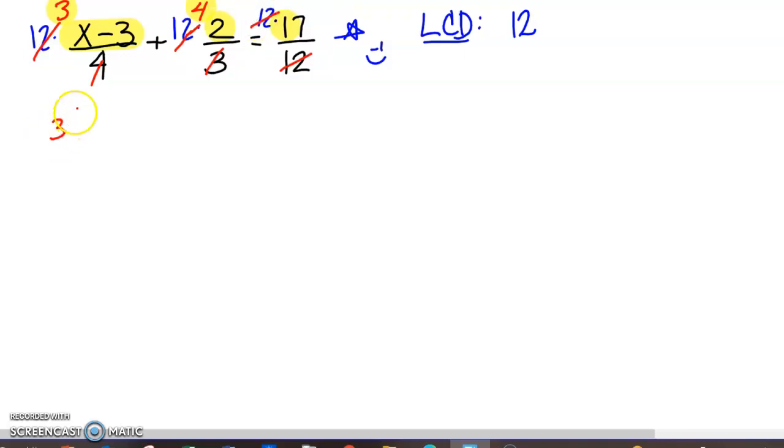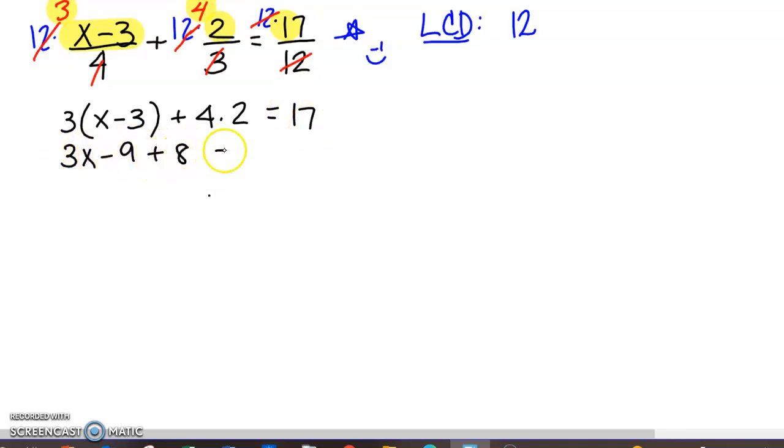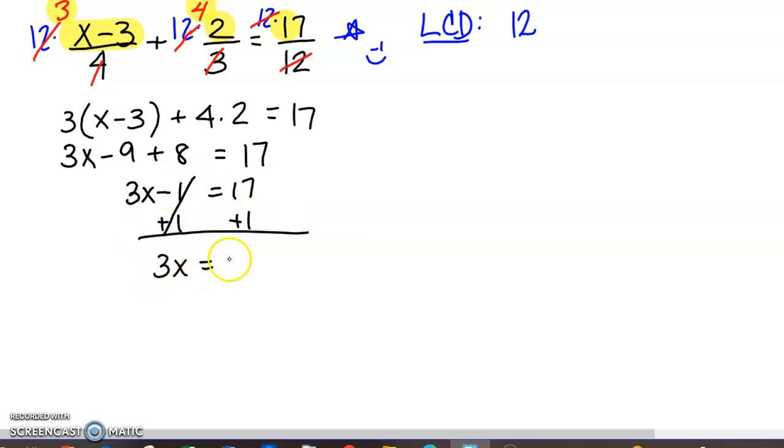So if we bring that down, we have 3 times x minus 3 plus 4 times 2, and that equals 17. Distribute: 3x minus 9 plus 8 equals 17. That leaves us with 3x minus 1 equals 17. Now it's just adding and dividing to get x by itself. So 3x equals 18. Divide by 3. x equals 6. Now if you did it another way and you get 6, that's great.